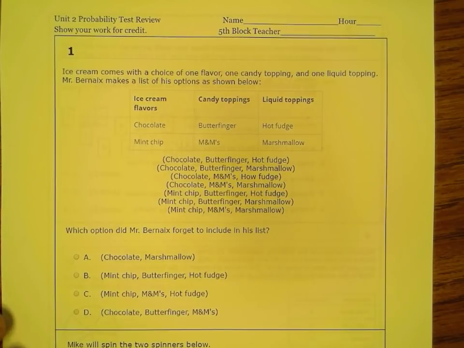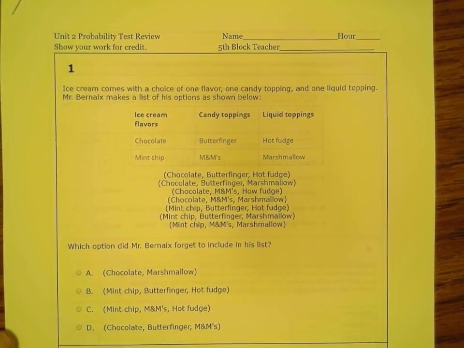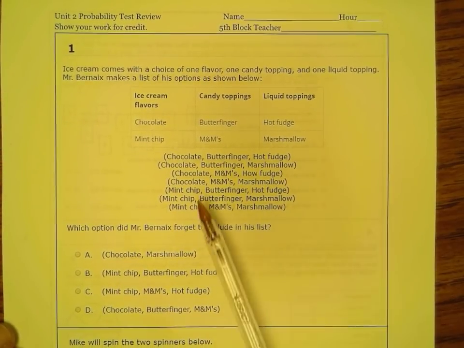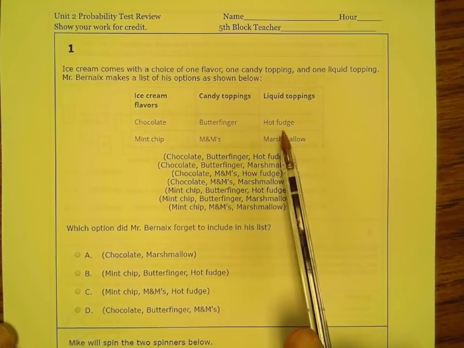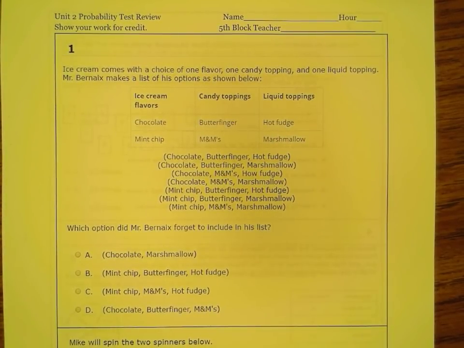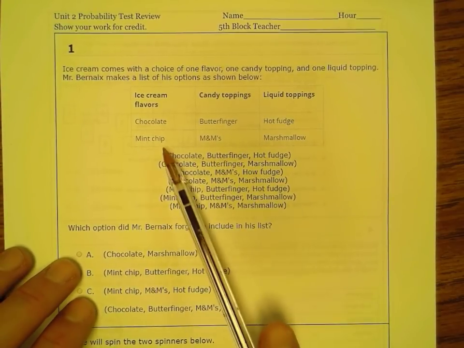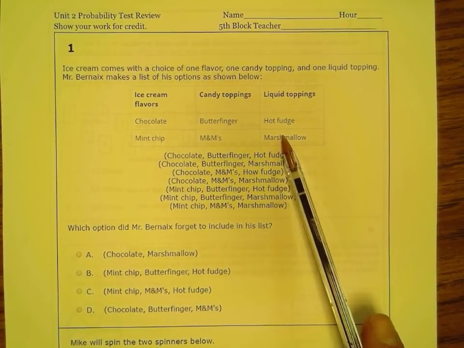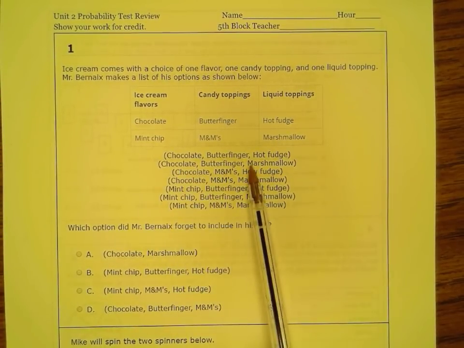I'm going to go through some of these questions on the probability test review. So the first one is a list of ice cream flavors, candy toppings, and liquid toppings for the ice cream. It says ice cream comes with a choice of one flavor, one candy topping, and one liquid topping. Mr. Bernay makes a list of his options as shown below. So again, here's the menu: ice cream flavors, candy toppings, liquid toppings, and here's the list.